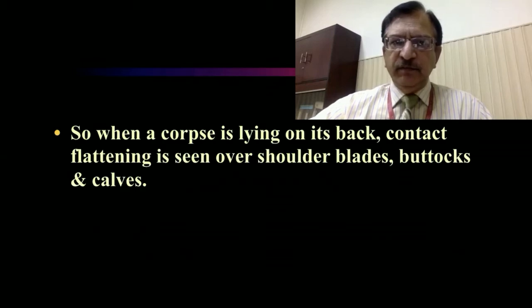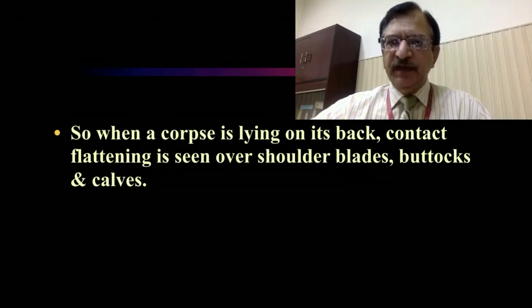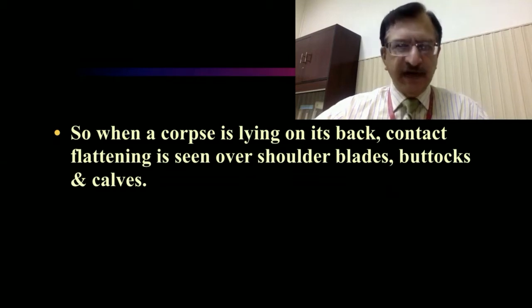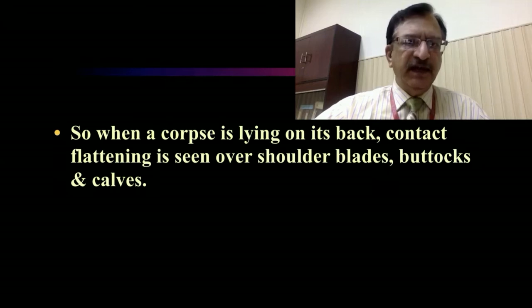So when the body is lying supine, that is, face upward, the flattening will be seen over the back of the head, shoulder blades, buttocks, calves, and heels. These are the areas on the posterior surface of the body which are in contact with the surface on which it is lying.